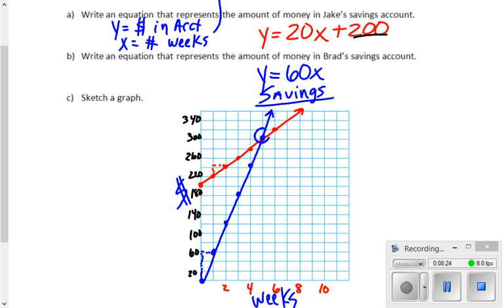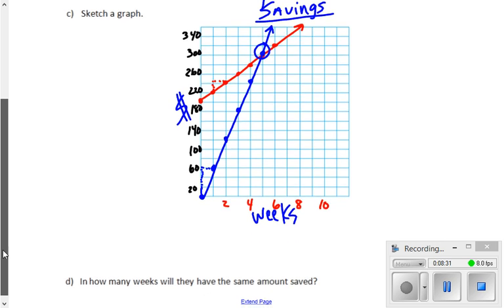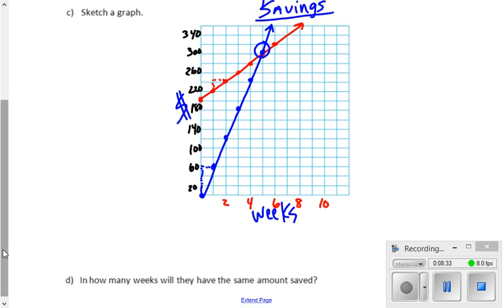So you can see that point of intersection, that would be the solution for the system. In part D, what it's asking for is in how many weeks will they have the same amount of money. So we're talking about the number of weeks here. We go up and we hit that line. It would take 5 weeks for Brad to finally catch Jake. This will conclude lesson 13.